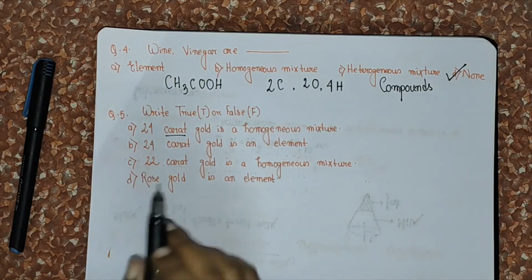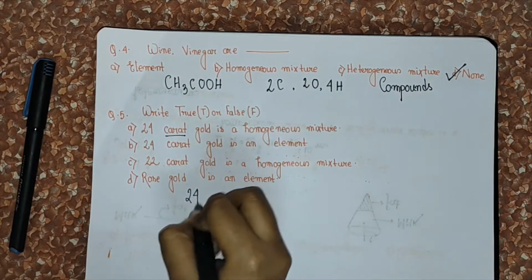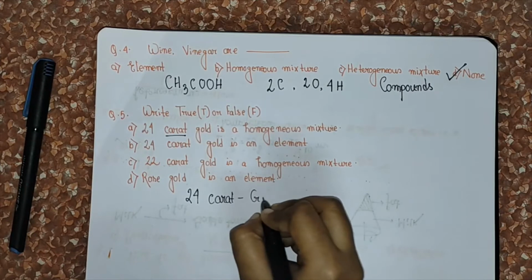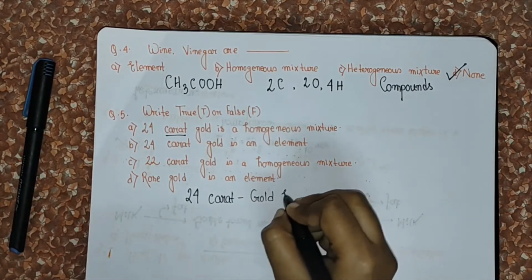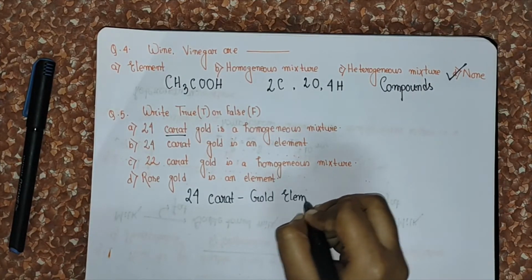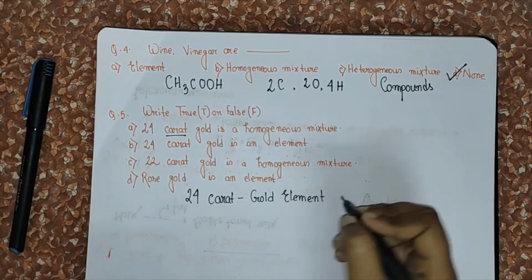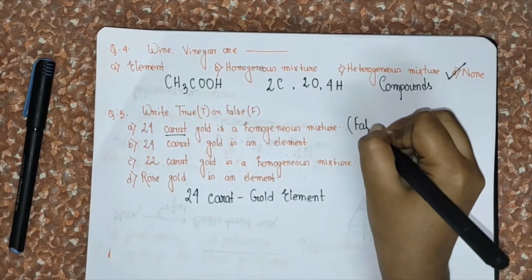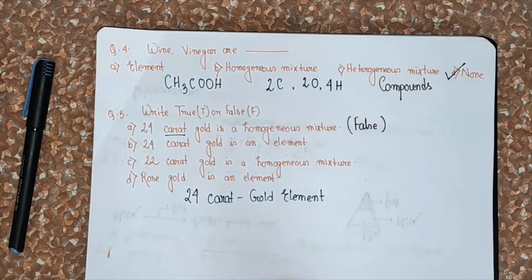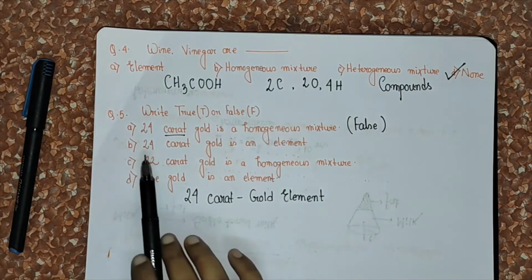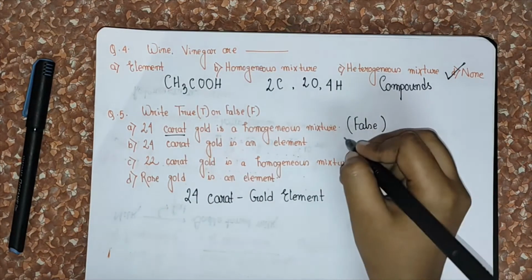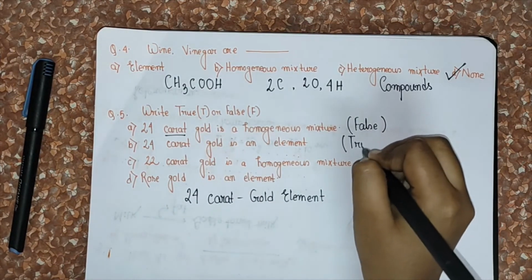Now in 24 karat gold, only the gold element is present. So this is not a mixture. So option A is false. Now option B, 24 karat gold is an element. Just now I have told you, yes, this is true. So this one is true.